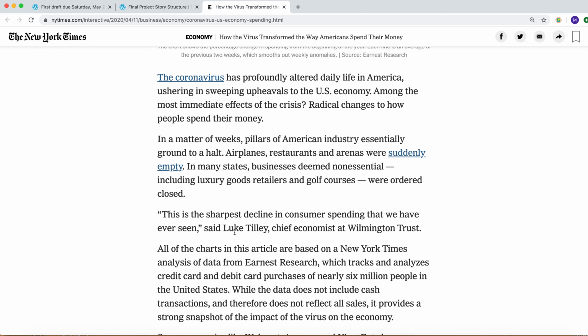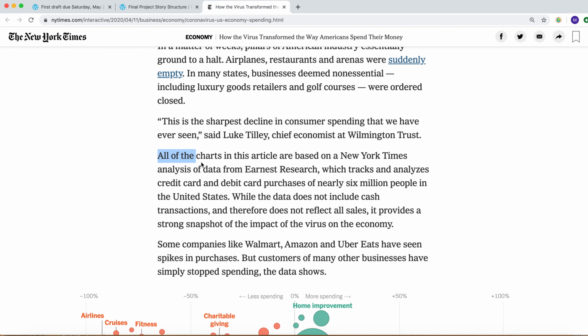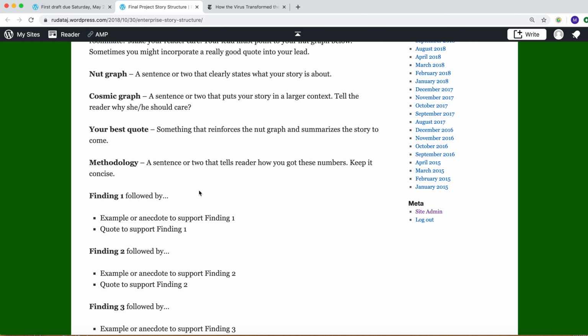All right, this is their methodology right here. All the charts in this article are based on the New York Times analysis of a data set from Earnest Research, which tracks and analyzes credit card and debit card purchases for nearly 6 million people in the United States. While the data does not include cash transactions and therefore does not reflect all sales, it provides a strong snapshot of the impact of the virus on the economy. So they're explaining how they got their data and what they did with it, and kind of putting it in context. So you need something like that as well.